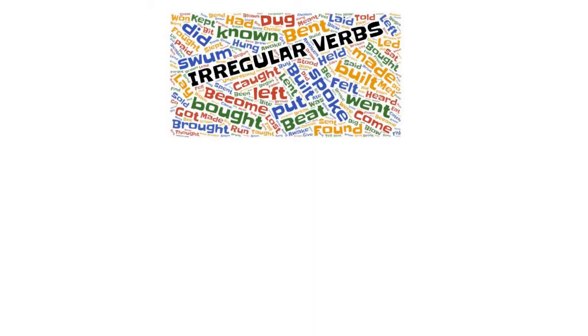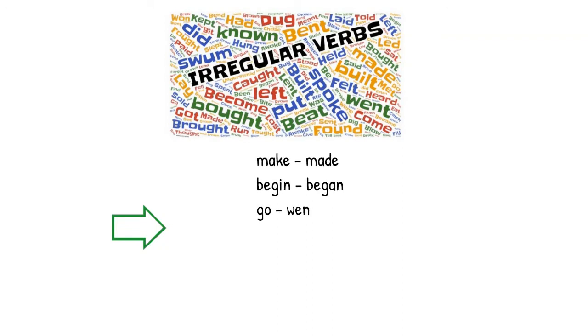They have one different past tense form. Let's look at some examples. Make, made, begin, began, go, went, write, wrote, have, had, eat, ate.